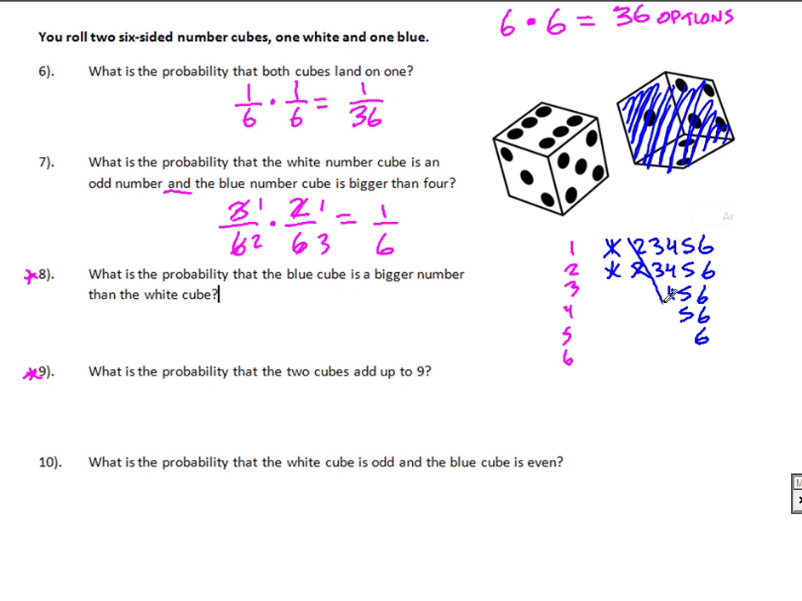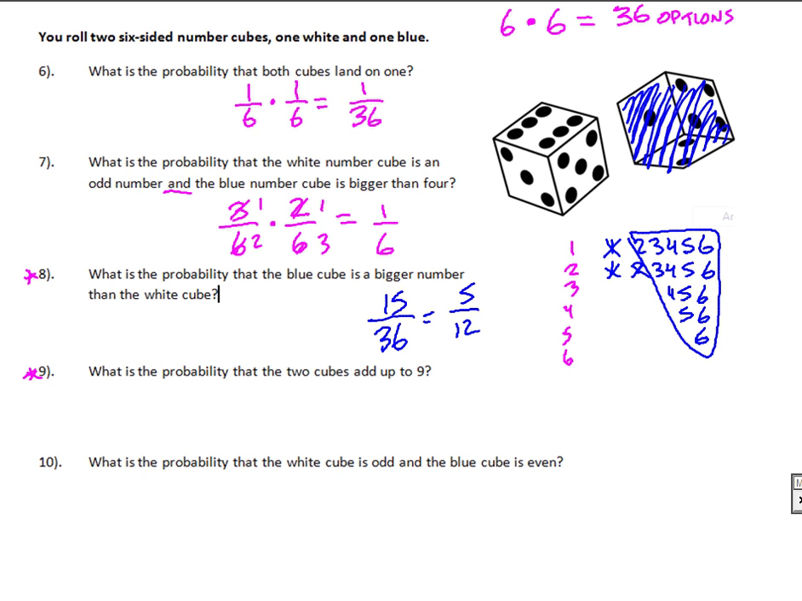So these are my only options, if one of those techniques happens. So there's 5, 9, 12, 14, 15 different ways that it'll work out of my 36 total options that we have. Which means when I simplify that, divide them both by 3, I should get 5 out of 12 as my probability. Next one, that they add up to 9.